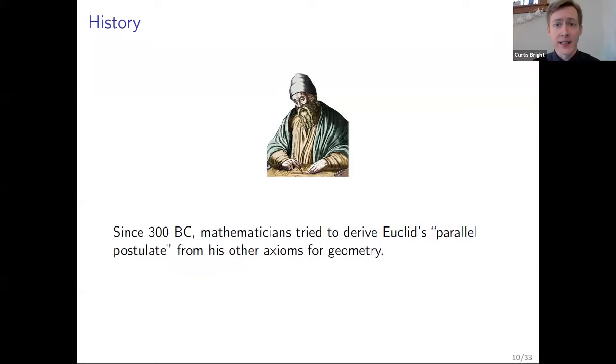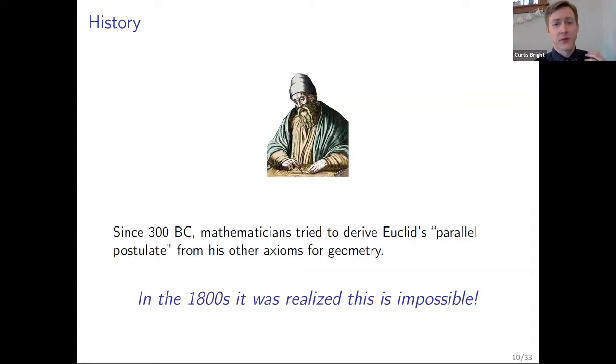The interesting thing was all the axioms were very simple, except for one called the parallel postulate, which was more complicated. And so the natural thing to try to do would be to try to prove the parallel postulate in terms of the simpler axioms, right? Mathematicians tried to do this for 2,000 years, and they failed consistently. It was realized in the 1800s why they were failing. It's because this is an impossible task.